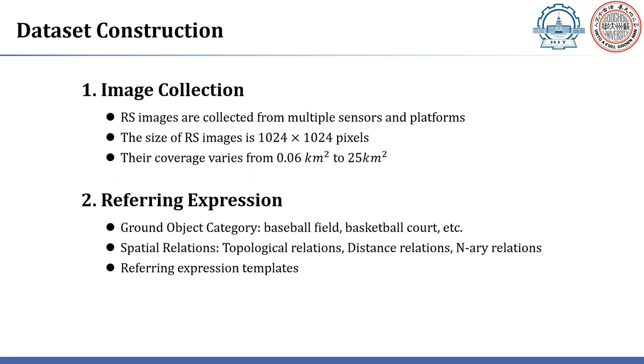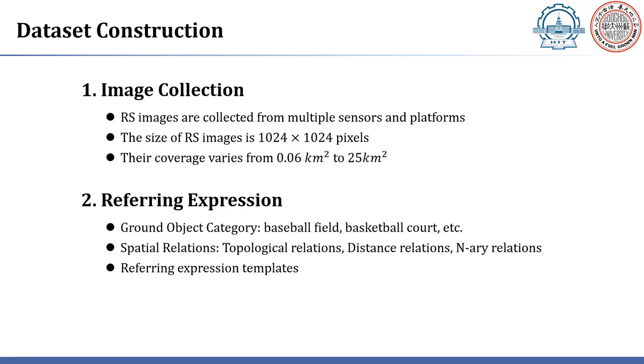So we first introduce how to construct the dataset. The dataset construction contains image collection and referring expression generation. These remote sensing images are collected from multiple sensors and platforms. Their size is 1024 by 1024 pixels, and their coverage varies from 0.06 square kilometers to 25 square kilometers. Referring expressions mainly contain the ground object category and spatial relations. In our dataset, some common categories are included, such as basketball court.